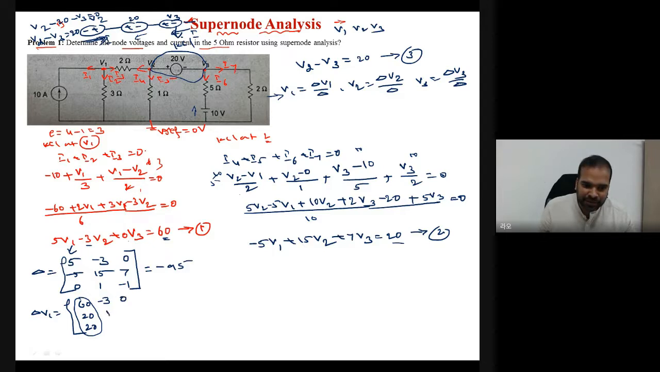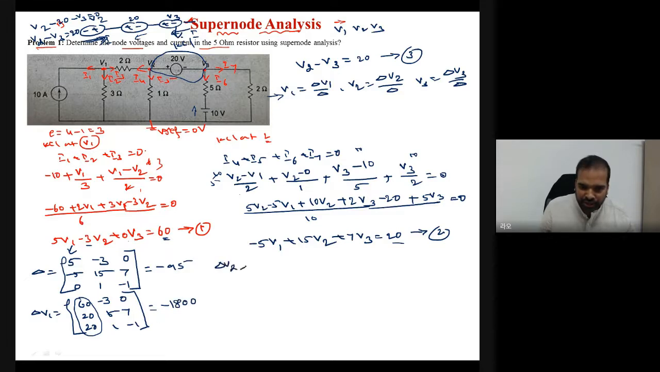-3, 0, 15 and 7, 1, -1. See here, compare delta and delta V1. What is the difference? Instead of V1 terms, I have written the constant values. If you find the determinant of delta V1, you will get -1800. Okay.